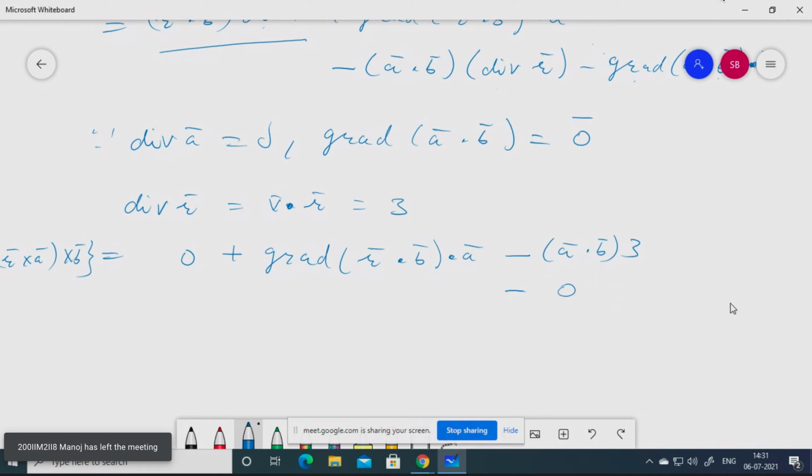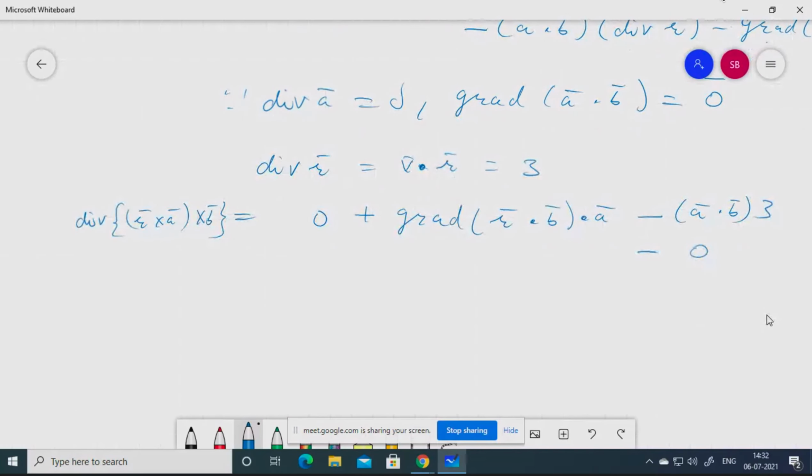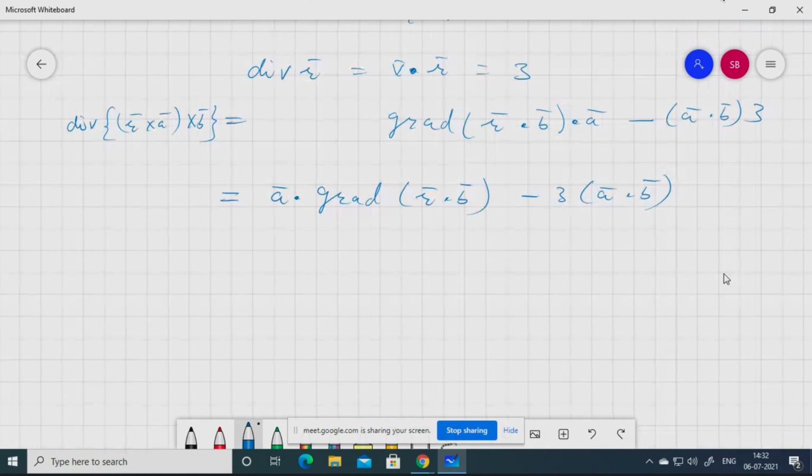Okay. So now here itself, instead of rewriting this thing, I'll just remove these zeros from here. This is what I have got. Now I can write it as A bar dot, since dot product only, gradient of R bar dot B bar, because on this one only I am applying, not on A bar. Minus 3 times of A bar dot B bar. So let this minus 3 times of A bar dot B bar stay as it is.